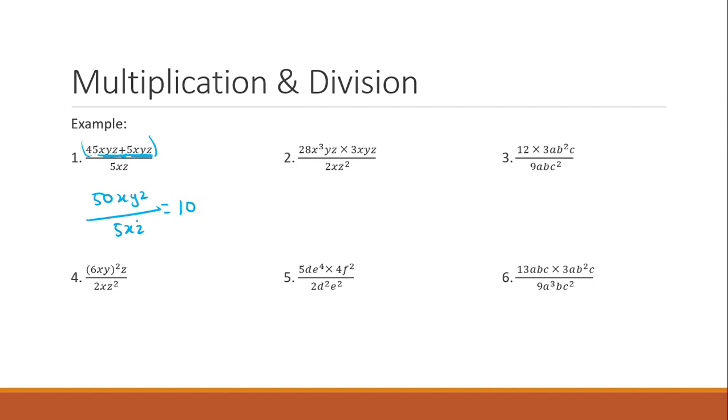50 divided by 5, we get 10. xyz divided by xz, it means we need to try to do one by one. X divided by x, we know x power of 1 divided by x power of 1. When we have division, the power means minus. So 1 minus 1, that would mean x power of 0. Anything with power of 0 means 1.